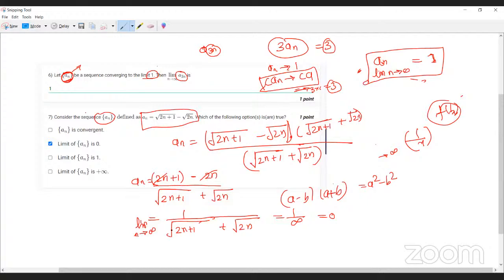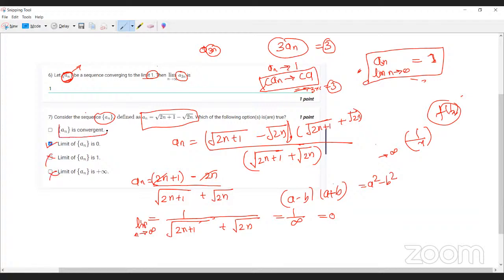Yes, sir. This whole term will be infinity only, no? So I put n equals infinity. As n tends to infinity, the denominator will also reach infinity. So my 1 by infinity will be 0. So this is basically limit of an is 0.